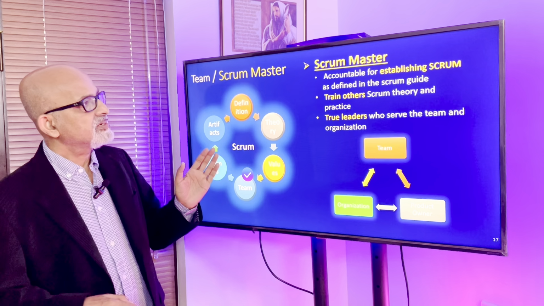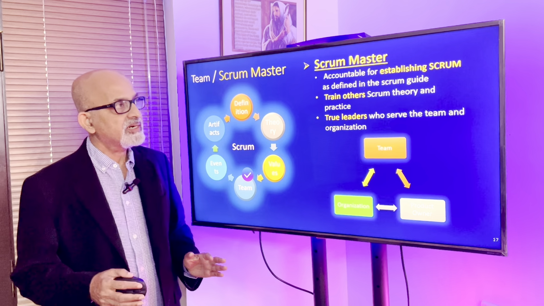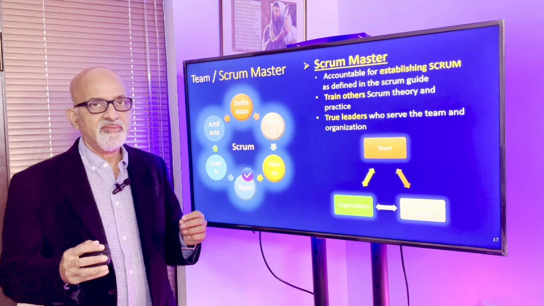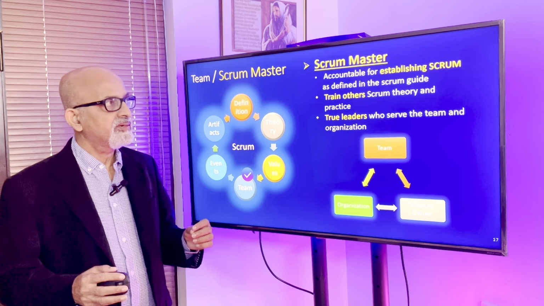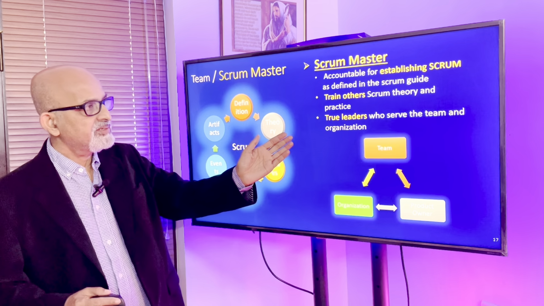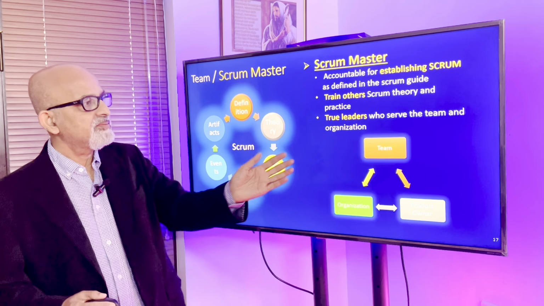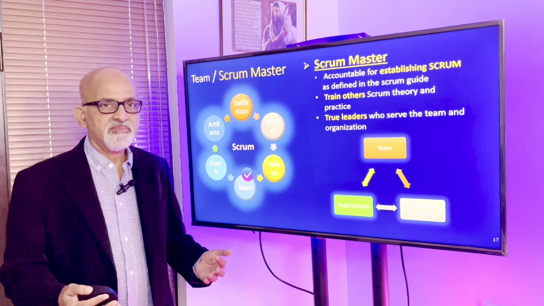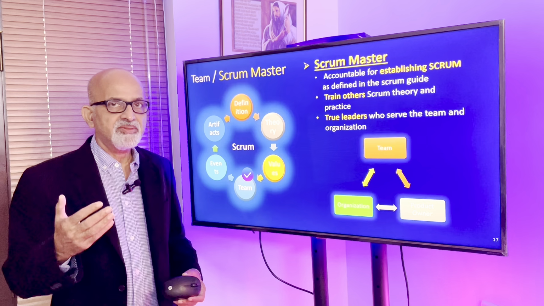Now, Scrum Master. Scrum Master is accountable for establishing Scrum as defined in the Scrum Guide. The fundamental job of a Scrum Master is to ensure that the project is following Scrum and to train others in Scrum theory and practice, and to be true leaders who serve the team and organization. When we say serve the team, the Scrum Master is a servant leader.